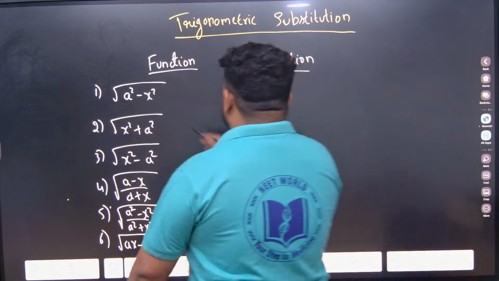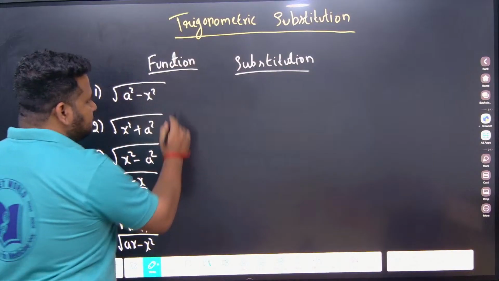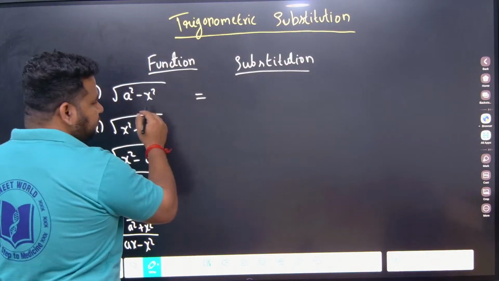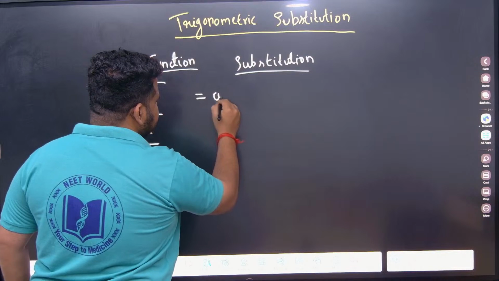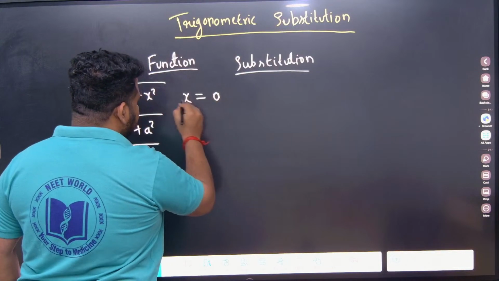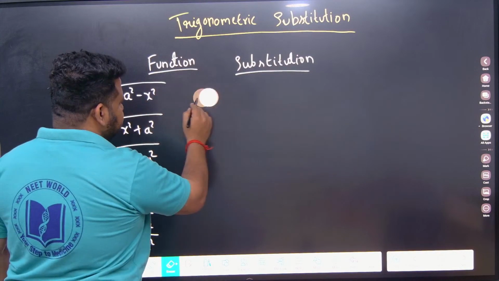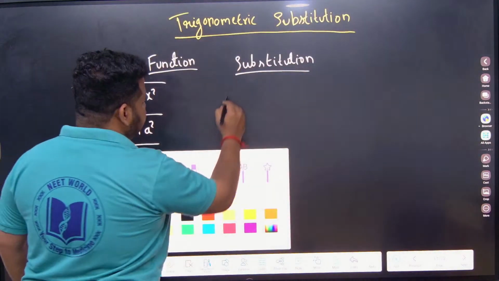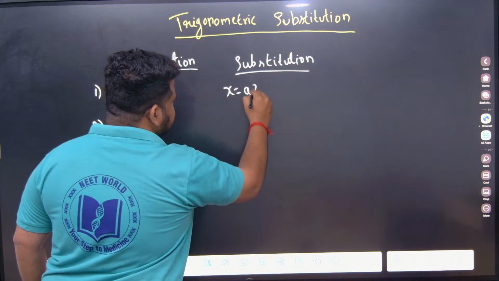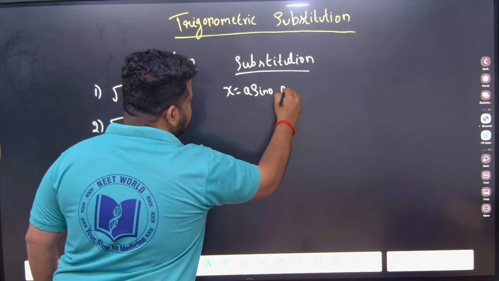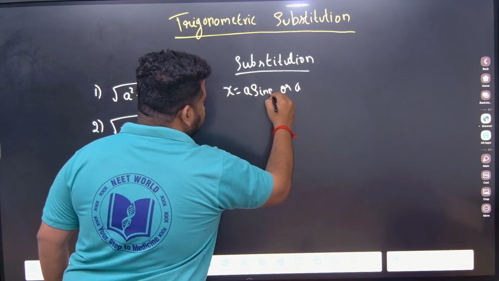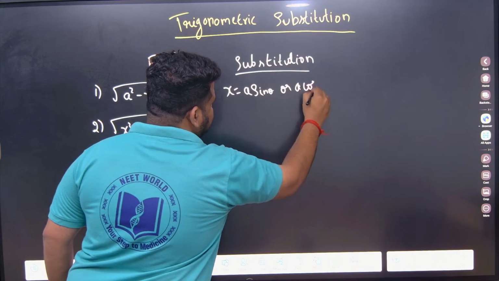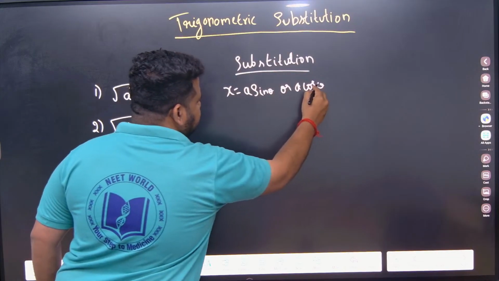So root of a square minus x square is given, the function. So what is the substitution you can have? What you can write, x is equal to, the substitution you can have is what? You can put a value of x as a sin theta, or you can put it as what? A cos theta, depending on the options or depending on the question, you can put these values.